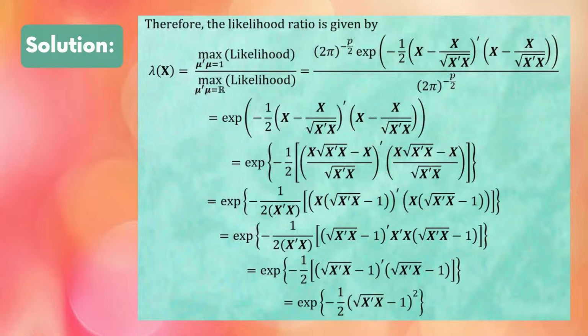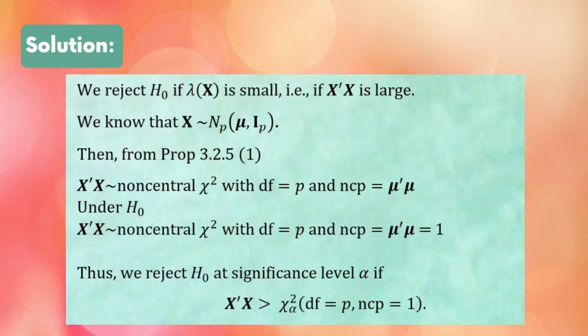And since square root of x prime x is a scalar, we can multiply the two denominators. After obtaining the transpose of x times the quantity square root of x prime x minus 1, we get a scalar x prime x in the numerator. Canceling out x prime x in both the numerator and denominator, we arrive at our likelihood ratio lambda of x equal to exponential of negative 1/2 times the quantity square root of x prime x minus 1 squared. We reject H null if lambda of x is small, that is, if x prime x is large.